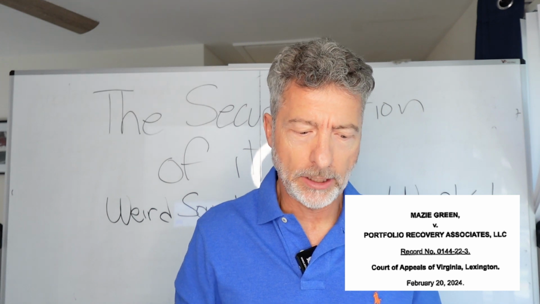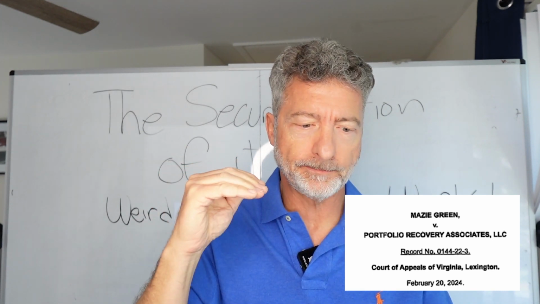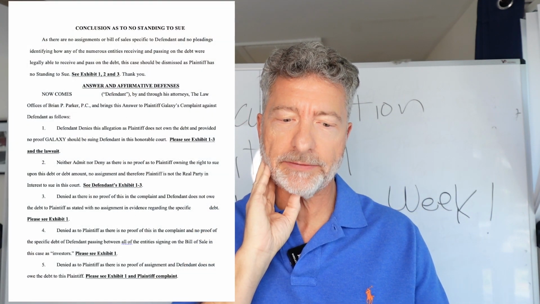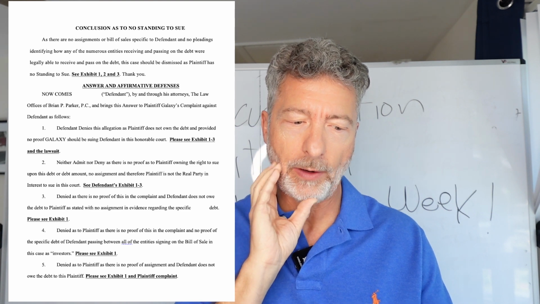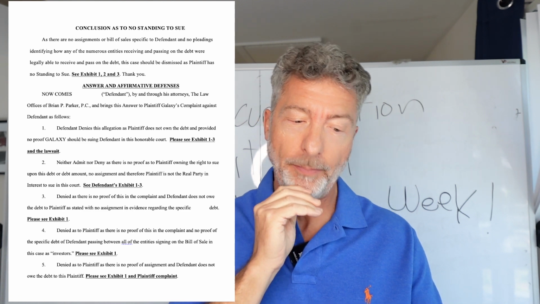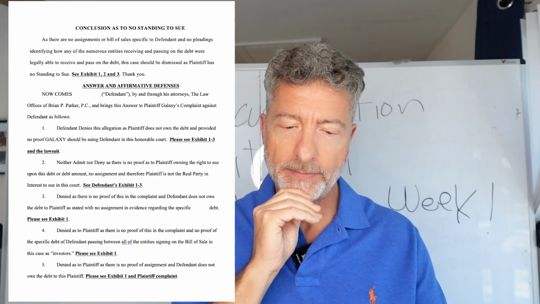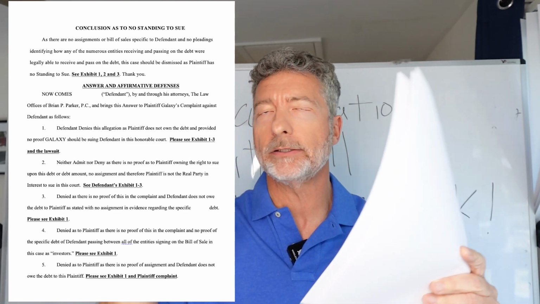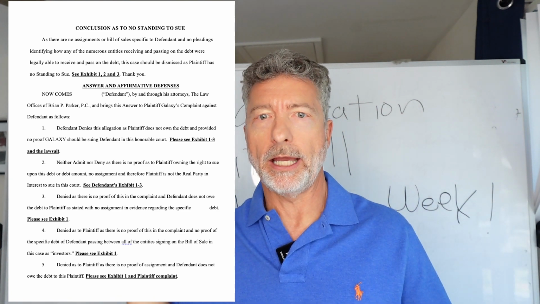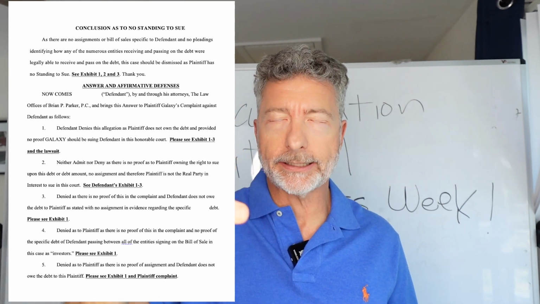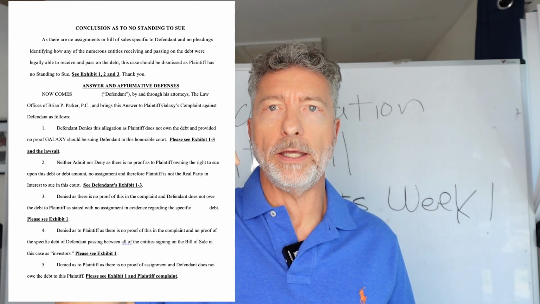So in conclusion, and I write this right in the answer, let me put it up on screen. As there are no assignment or bill of sale specific to defendant and no pleadings identifying how any of the numerous entities receiving and passing on the debt were legally able to receive and pass on the debt, this case should be dismissed as plaintiff has no standing to sue. So we do not deny, we admit in our answers. We give a full story to the court. We show them through our borrower's agreement, the documents of the plaintiff, the pleadings.